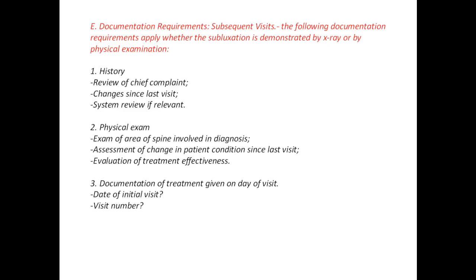Each subsequent visit has its own documentation requirements. On the screen, you see the list of documentation requirements for the ongoing visits. The first portion requires that you review the chief complaint and indicate changes since the last visit. The third sentence is another ambiguous portion of the documentation requirement. System review if relevant. A complete system review requires going through every system of the body and indicating changes in symptomology. We suggest that you perform a complete system review on the initial visit and on the re-exam visit.